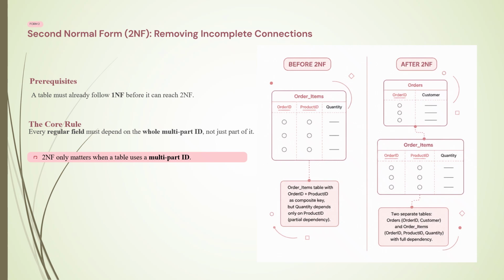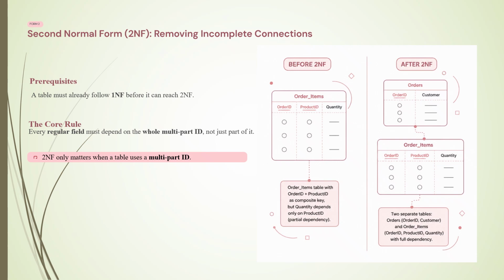In second normal form, a table must first satisfy 1NF before moving to 2NF. The 2NF removes partial dependency. Partial dependency occurs when a non-key attribute depends on only part of a composite primary key. For example, the enrollment table has student ID, course ID, student name, course name, and instructor, with a composite key of student ID and course ID.